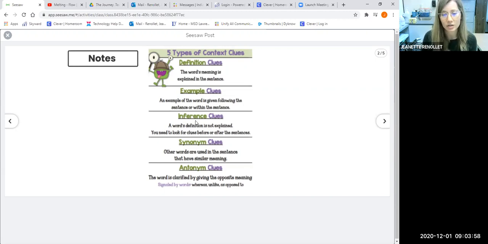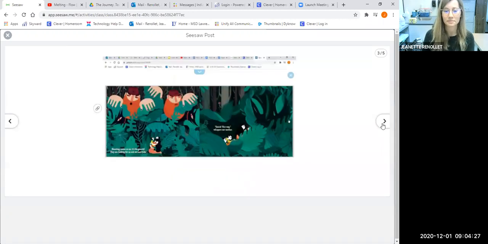An inference clue is when you have to make your best guess about what the word probably means. A synonym clue is when they give a synonym or a word that means about the same to help us understand the new word. An antonym clue is similar, but instead of giving a similar word, they give us a word that means the opposite so that we can understand the new word.